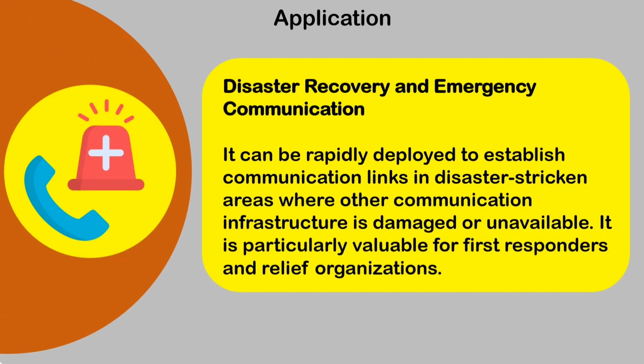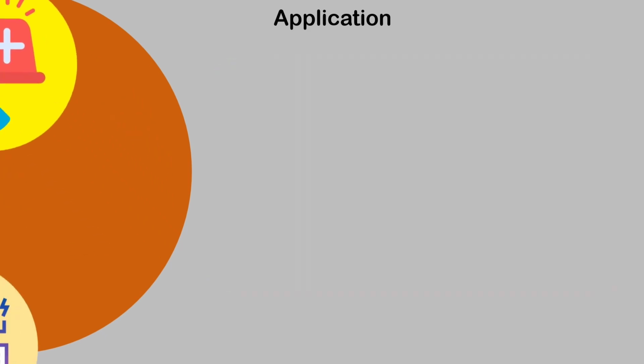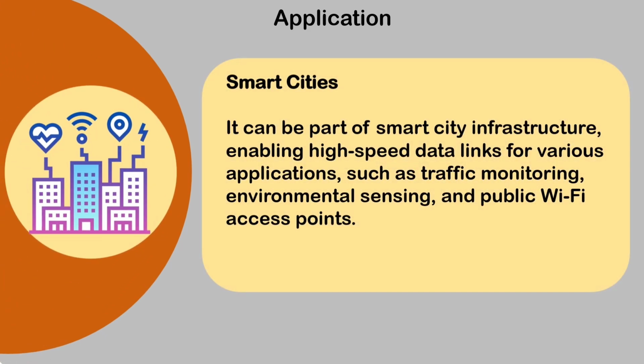Moving into the applications of the FSO. There are lots of applications of the FSO. Some of the applications mentioned below are disaster recovery and emergency communication. FSO can be rapidly deployed to establish communication links in disaster-stricken areas where other communication infrastructure is damaged or unavailable. It is particularly valuable for first responders and relief organizations. Smart cities. FSO can be part of smart city infrastructure, enabling high-speed data links for various applications such as traffic monitoring, environmental sensing, and public Wi-Fi access points.